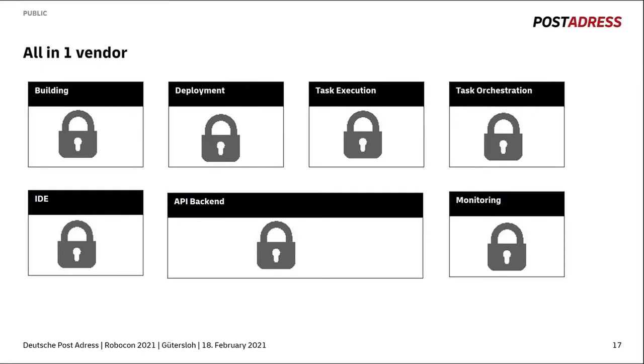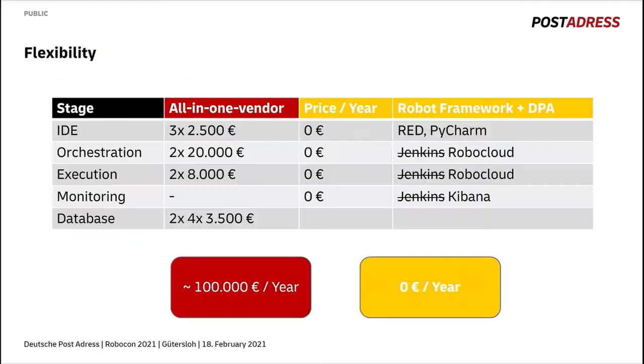And now there comes another disadvantage. You're locked into those tools offered to you. You cannot use anything else. Right here, you can switch your tooling. See here, maybe you don't want to use Jenkins anymore for orchestration execution. Use RoboCloud. Why not? Maybe you want to use Kibana for monitoring. Use it.